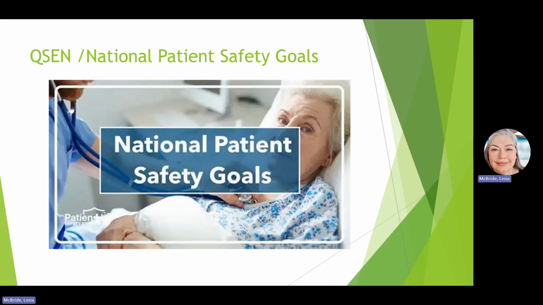A timeout is called, and the correct patient, correct site, and correct body part are all, again, verified, and they are asking to make sure that they have all the equipment, all of the meds, all of the drugs, any blood or anything else that they're needing for that patient.